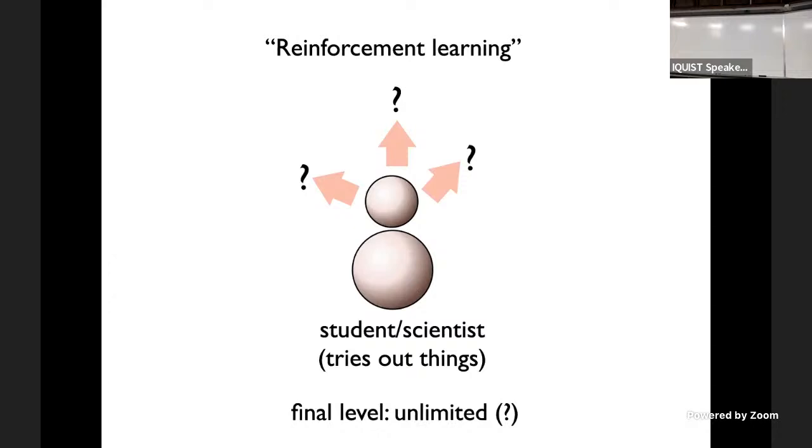The name given to this set of approaches is reinforcement learning. Because what you are doing is you are reinforcing the stuff that worked and you're dropping the stuff that didn't work. It's reinforcement learning.